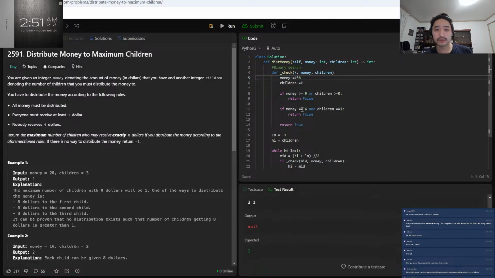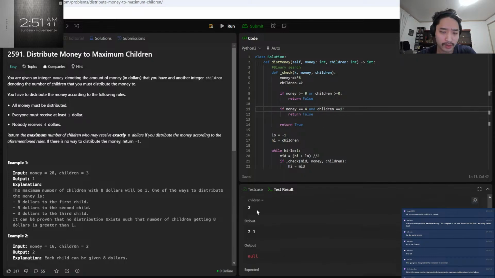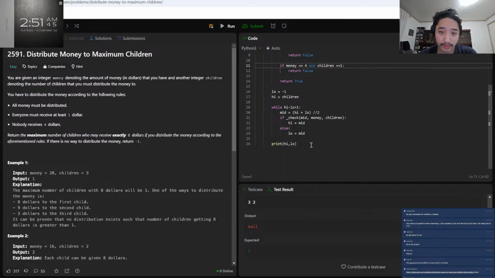Oh, I forgot. No. Wait. Oh, this is not correct. No, it should be fine. Why does it return 3 and 2? Okay, where's the implementation error here?